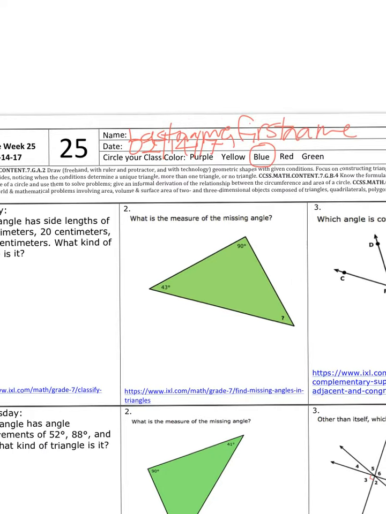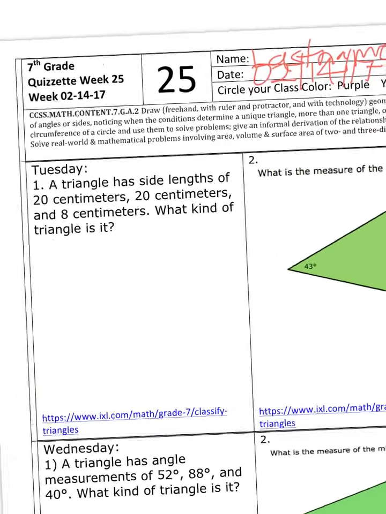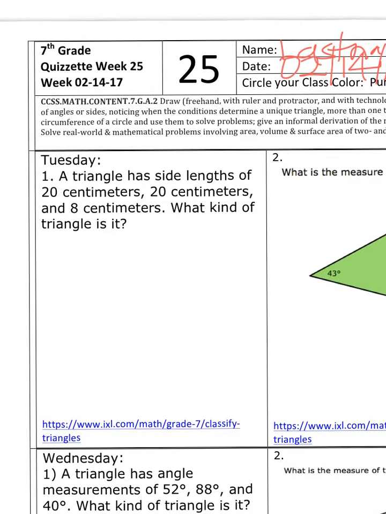Okay, let's look at Tuesday, number 1. It says a triangle has side lengths of 20 centimeters and 8 centimeters. What kind of triangle is it? Some of you can guess this without drawing it, without looking at your math notes, I think it's page 48 or 49. But I want you to do this for every single answer every single day. I want you to draw the actual triangle that it tells you.